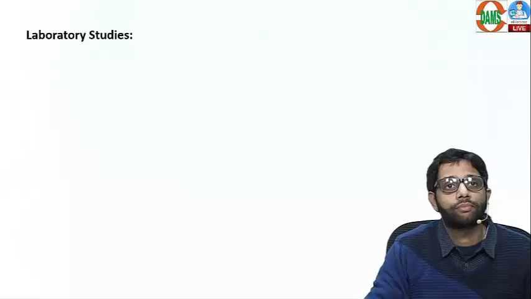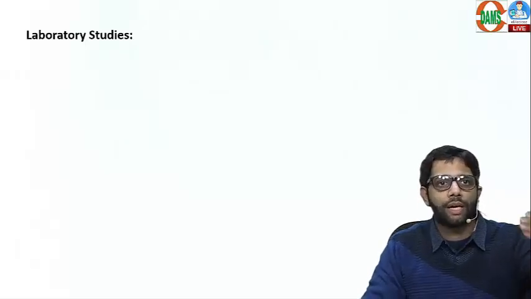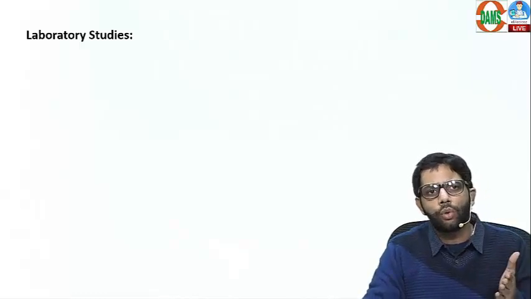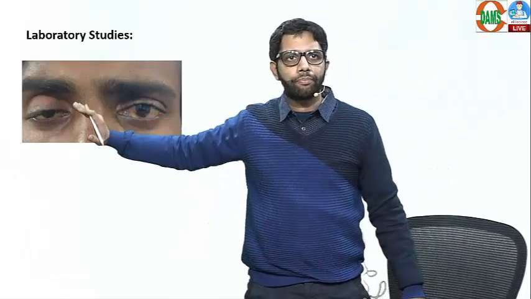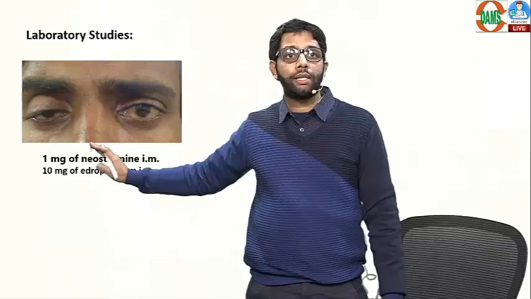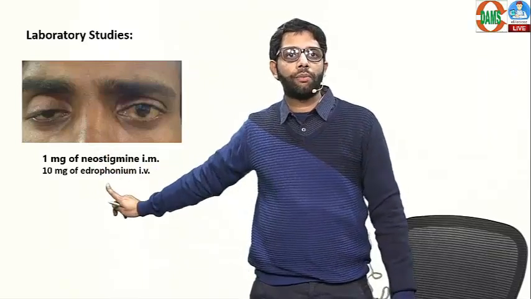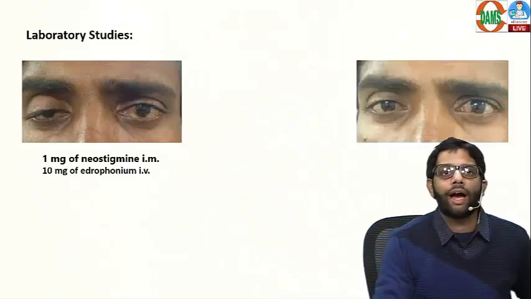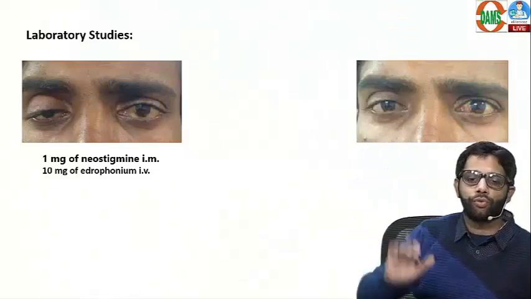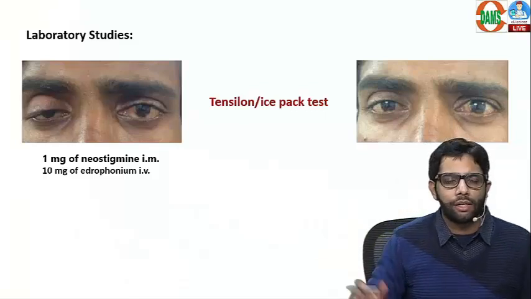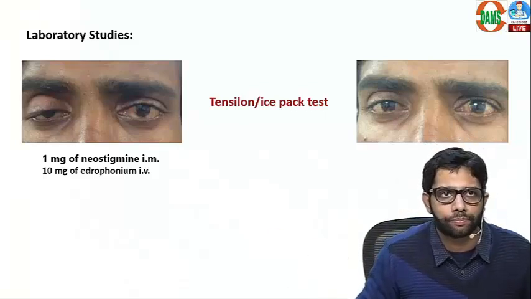Now what to do? If it is a theoretical exam, sir, I would like to do some laboratory studies for ruling out myasthenia. For example, this patient has right eye ptosis. You do a Tensilon test: 1 milligram of neostigmine intramuscular or IV edrophonium 10 milligrams. These are anticholinesterases. They increase acetylcholine and within minutes the ptosis will improve. That is the diagnostic Tensilon test. Similarly, you can do an ice pack test, which I'll tell you when I cover myasthenia in short notes.